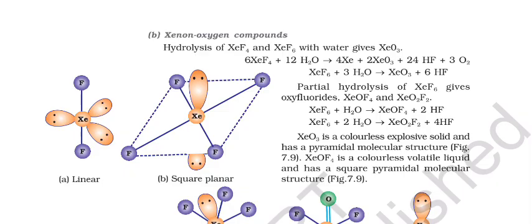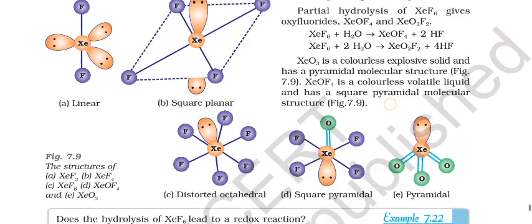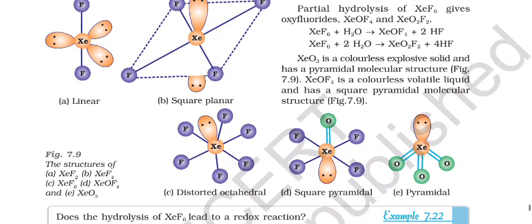XeO3 is a colorless explosive solid and has a pyramidal molecular structure. XeOF4 is a colorless volatile liquid and has a square pyramidal molecular structure.